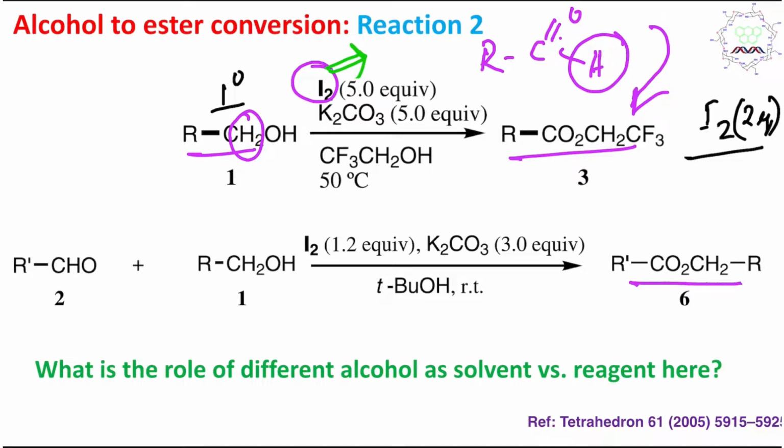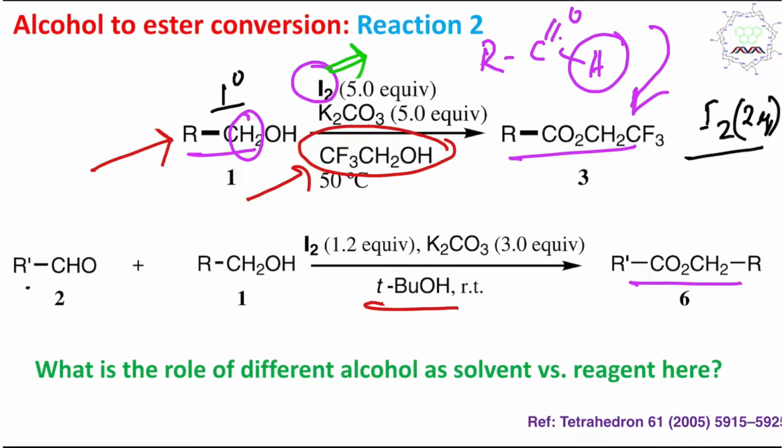Now, you can say that, sir, this is an alcohol, CH2OH, and this is also an alcohol, trifluoroethanol. It's true, but why not this? I shall come to this question later on. Not only that, I shall also explain about tertiary butanol, and why we can use this tertiary butanol as a solvent.